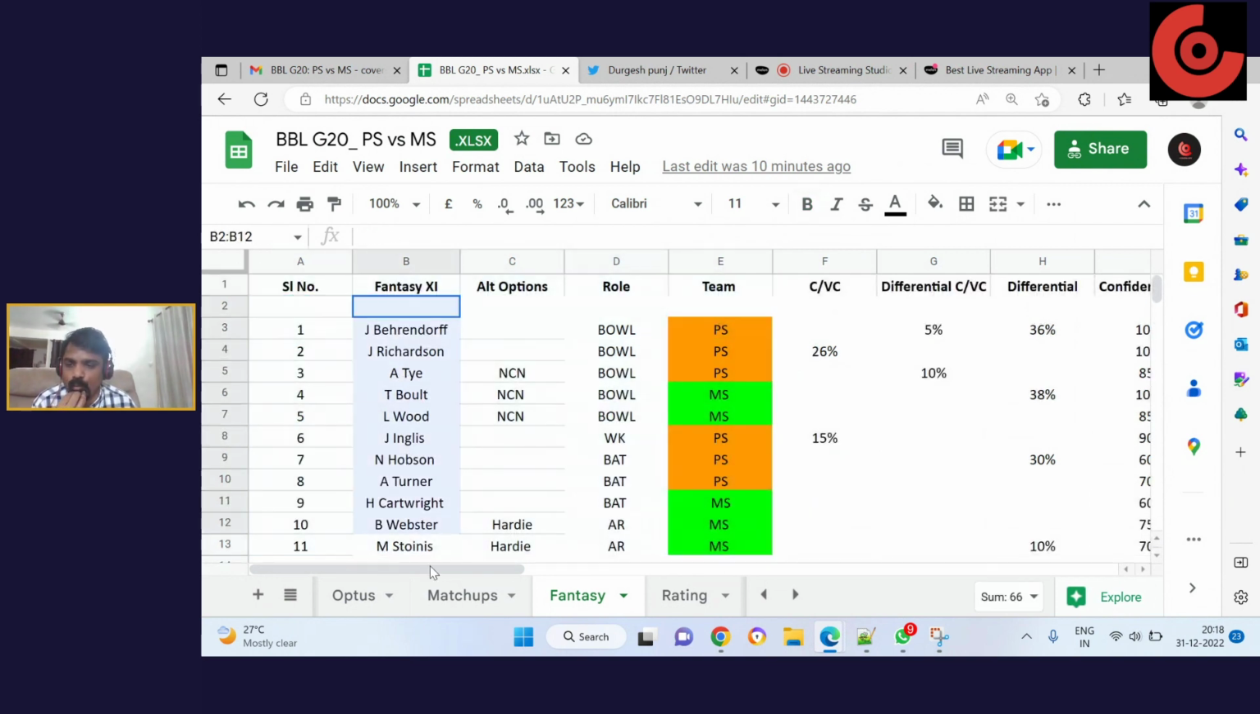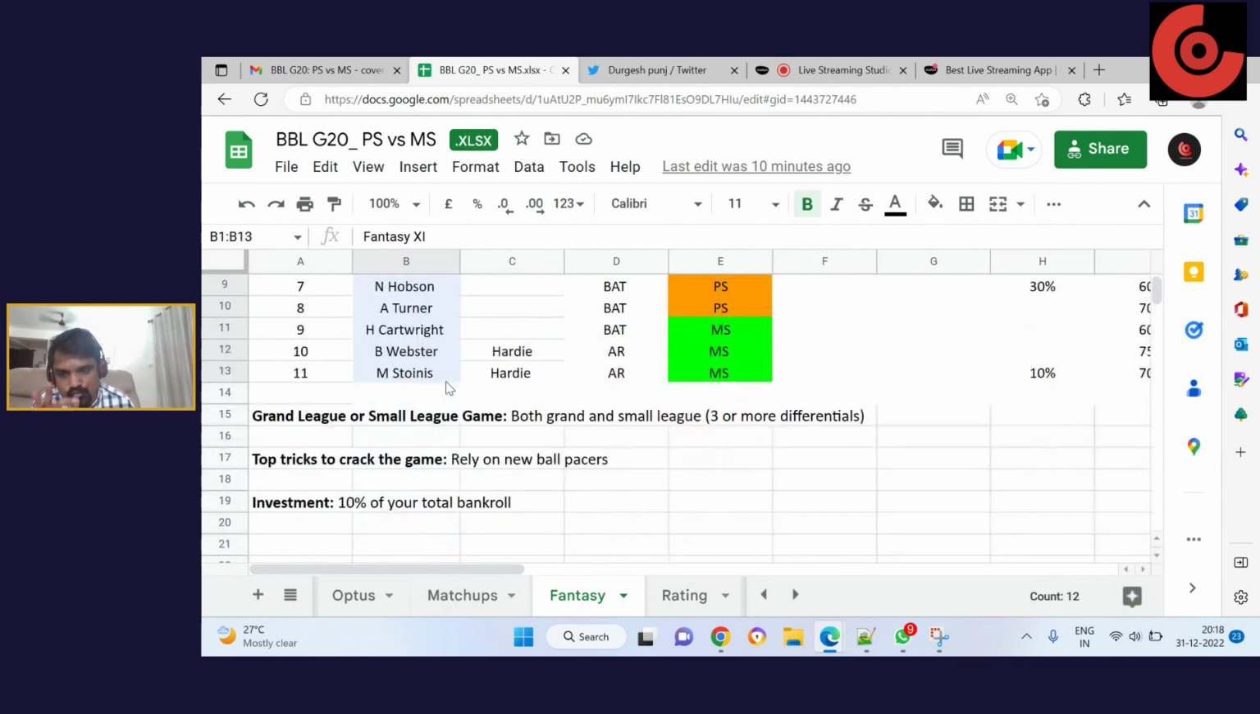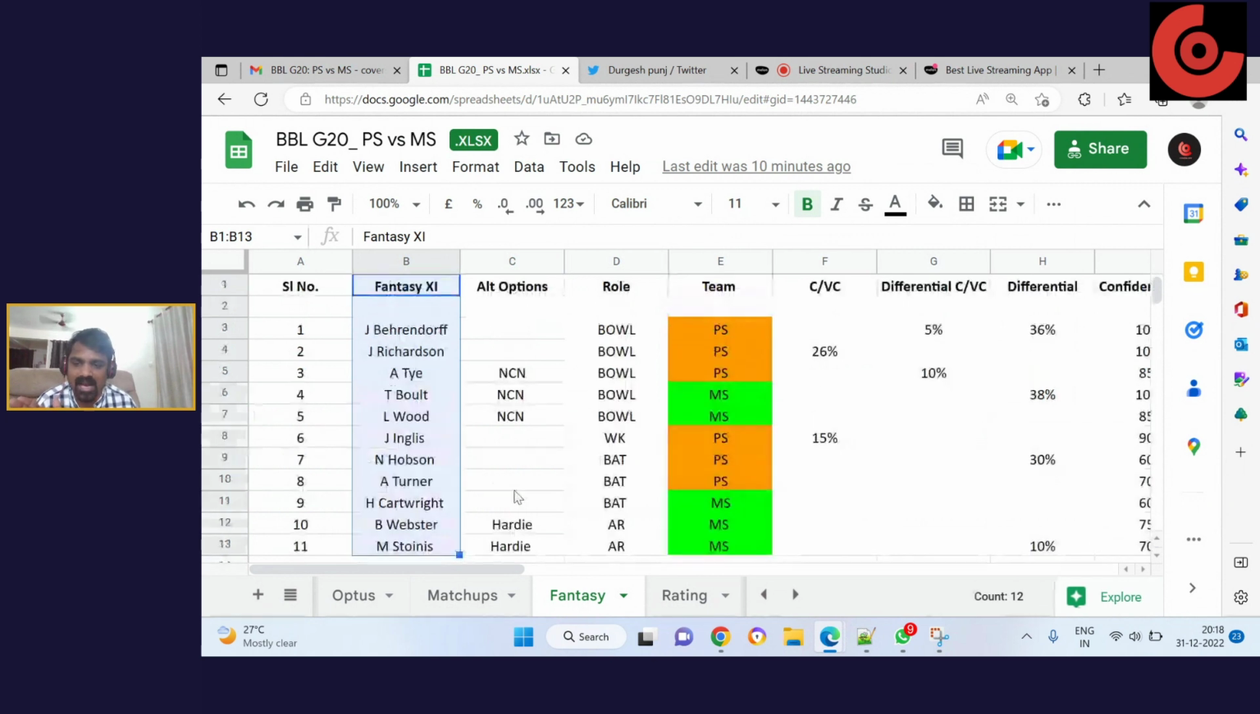So what do we mean by the fantasy 11 here? This is an 11 that you could use in both grand and small leagues. That's how we give out our 11s. It's not something that's only for small leagues, or only for grand leagues.